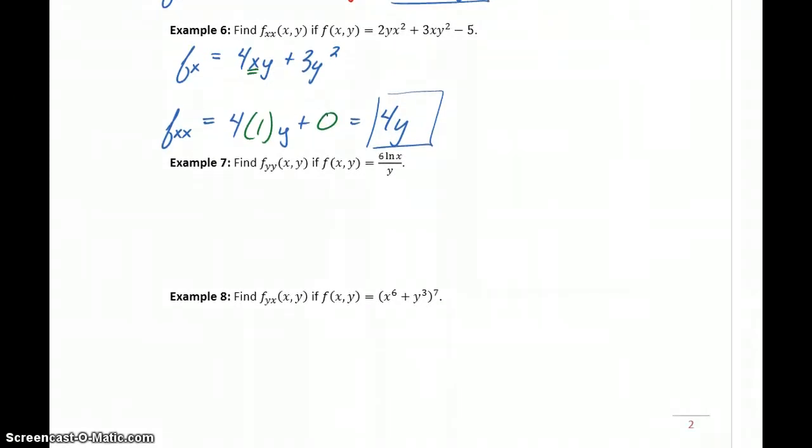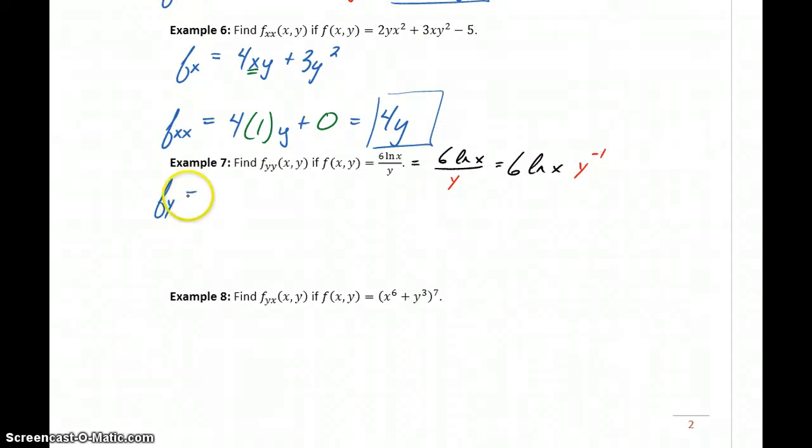In example 7, we want to find the first derivative with respect to y, and then we'll find the second derivative also with respect to y. So if we're taking the first derivative with respect to y, that means we want the derivative of 6 times the natural log of x over y, where y is the variable part that we're interested in. Or we could rewrite this as 6 times the natural log of x times y to the negative first power.